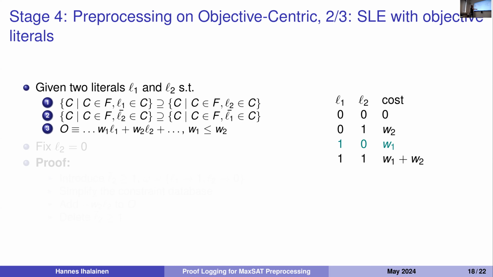And because of this condition here, the coefficient of L1 is not more than the coefficient of L2. We actually know that in these two cases, the cost of L1 and L2 is not better than what we get here. So whenever we get a solution that looks like this or this, we can start from this solution here.